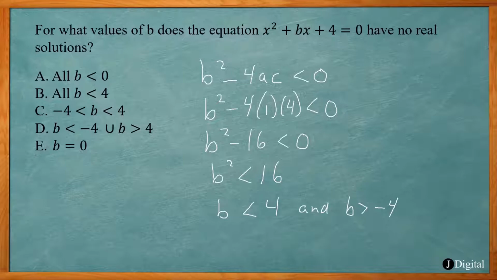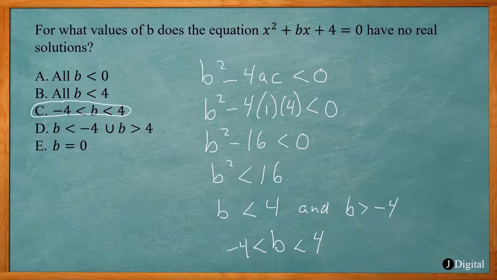When I get the negative, I have to change the sign to make it greater than negative 4. So if our value is greater than negative 4 and less than positive 4, you can write that with the b in the middle: b greater than negative 4 and less than positive 4. So that's how you would write it, and that'd be answer choice C.